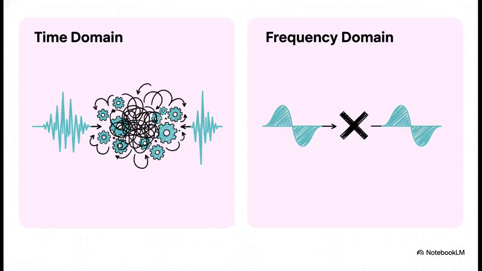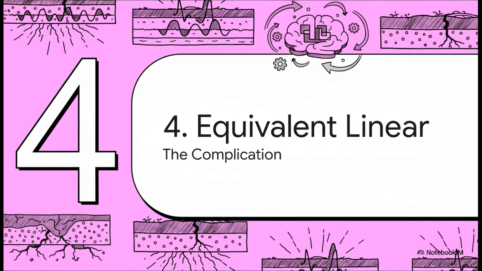Now, you might be asking, why go through all this trouble of converting to the frequency domain and back? Well, here's the payoff. What would be a really complex calculation called convolution in the time domain becomes a dead simple multiplication in the frequency domain. It's just incredibly efficient. But of course, there's a complication. A plot twist, if you will.